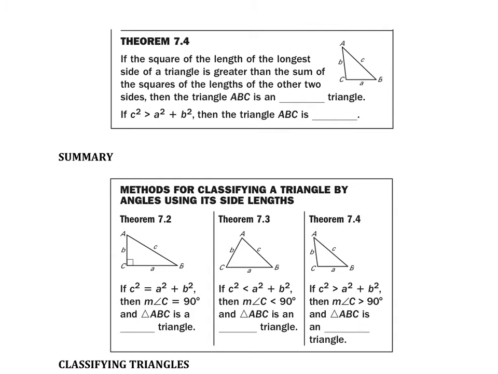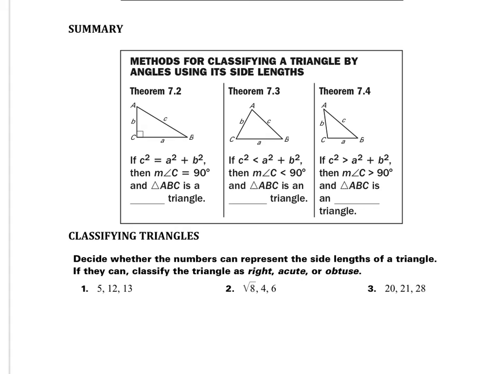Likewise, if the square of the greater side is greater than the sum of the squares of the other two sides, then the triangle is obtuse. So if c squared is greater than a squared plus b squared, the triangle is obtuse. So filling in your notes, if it's equal to, it's right; less than, acute; greater than, obtuse.